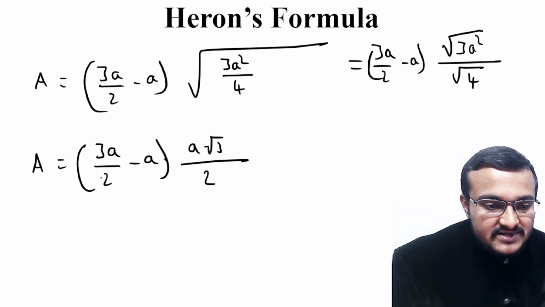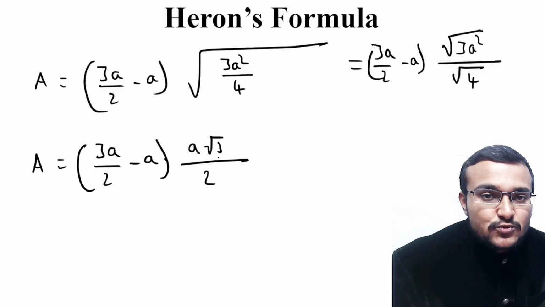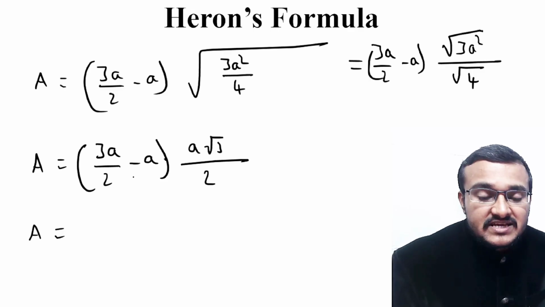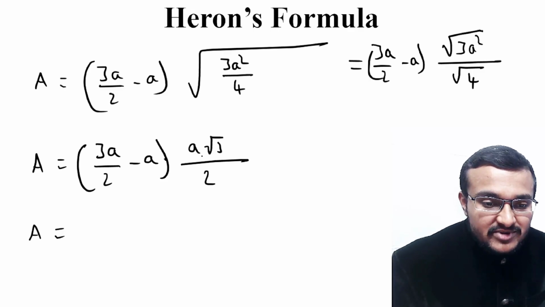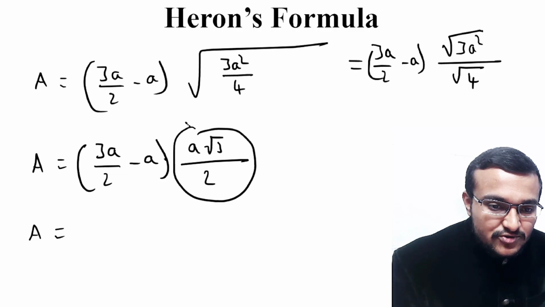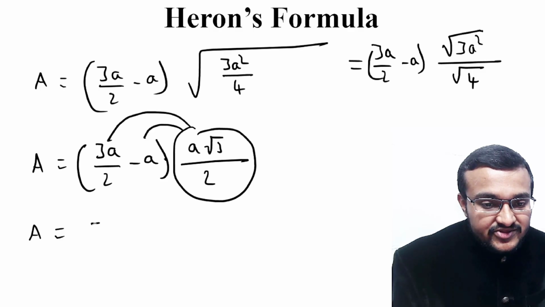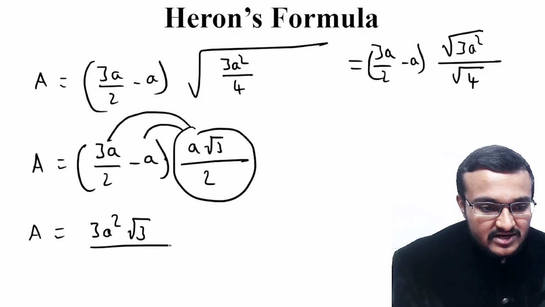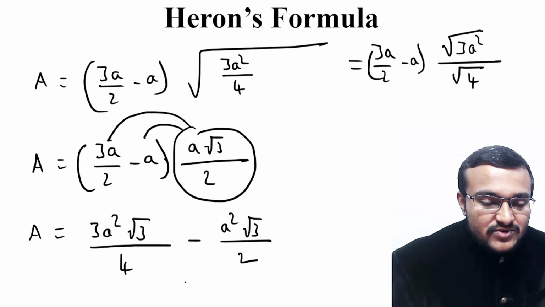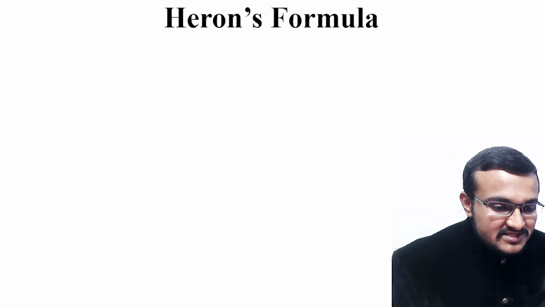Square root of 3a square will be a into root 3, divided by square root of 4, which is 2. So now we have 3a by 2 minus a into a root 3 by 2. This a root 3 by 2 you have to multiply with 3a by 2, and you have to multiply with minus a as well. So 3a square root 3 divided by 2 times 2 is 4, minus a square root 3 divided by 2. Now again you can take LCM and solve this fraction.